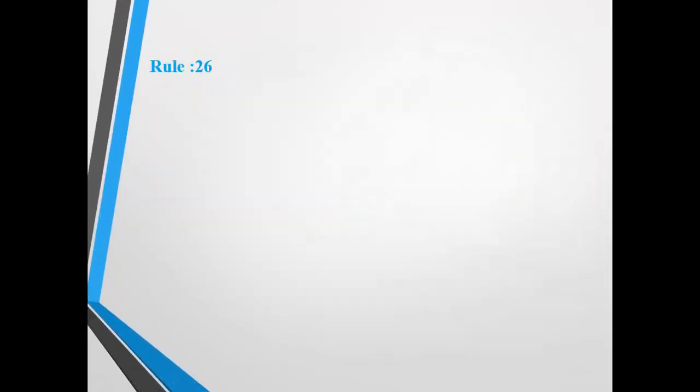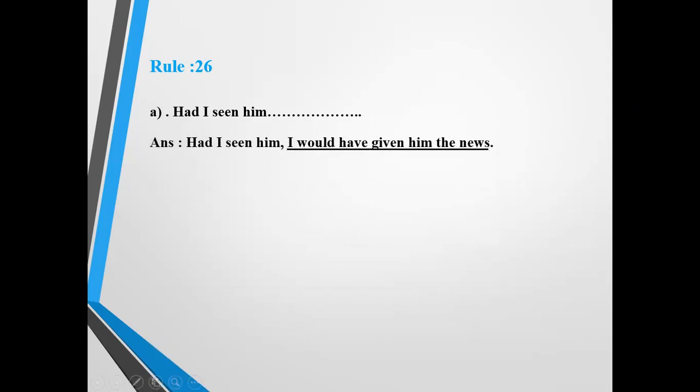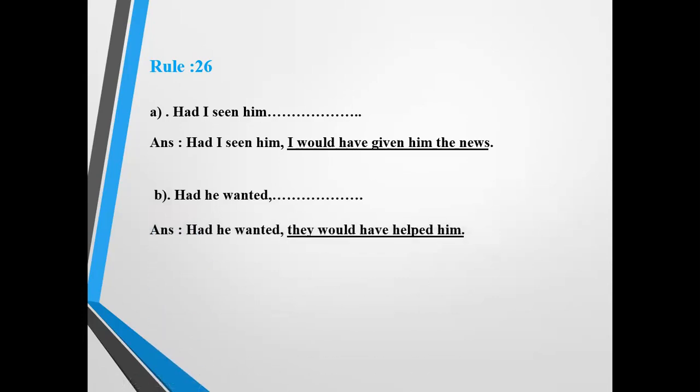Rule 26. Had I seen him. If there is had plus subject plus past participle of verb, then the principal clause will be perfect conditional. So the answer will be: had I seen him, I would have given him the news. Here "I would have given" is perfect conditional. B, had he wanted dash. Had he wanted, they would have helped him. Here "they would have helped" is perfect conditional.